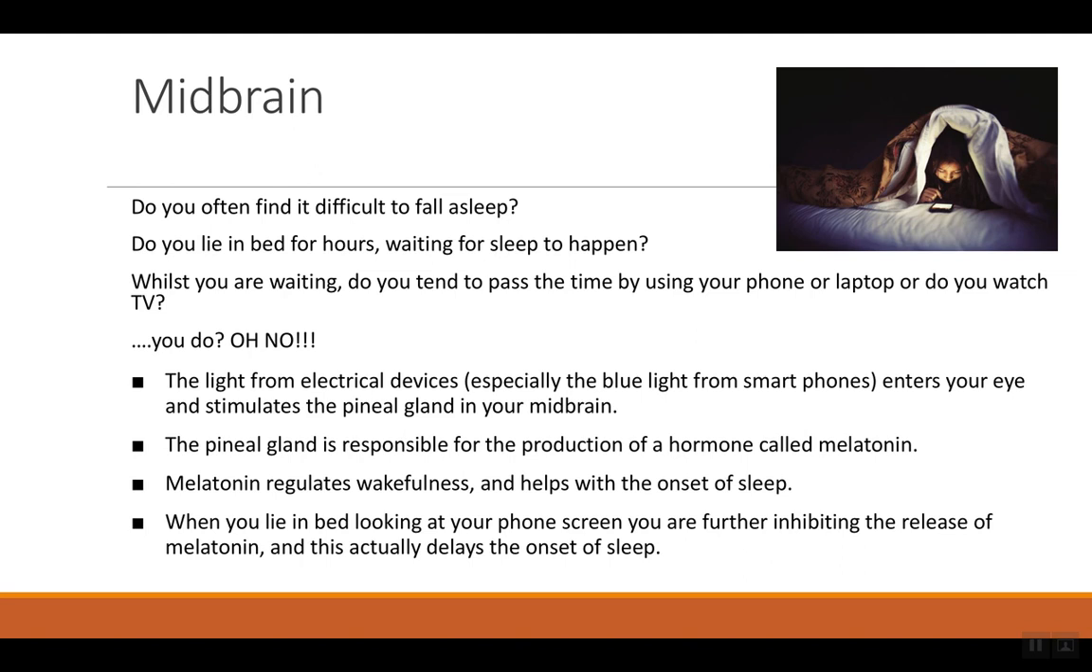Problem is, what you're doing in there is you are stimulating a gland inside your midbrain, the pineal gland. So it's an endocrine gland. So it produces a hormone, which is called melatonin. Melatonin is really important for the onset of sleep. So if you're watching a screen, particularly a lit screen with blue light, then what's happening is you're stopping that pineal gland making the melatonin.